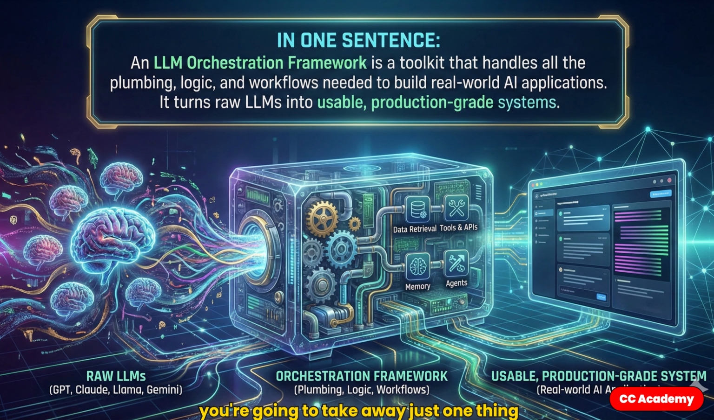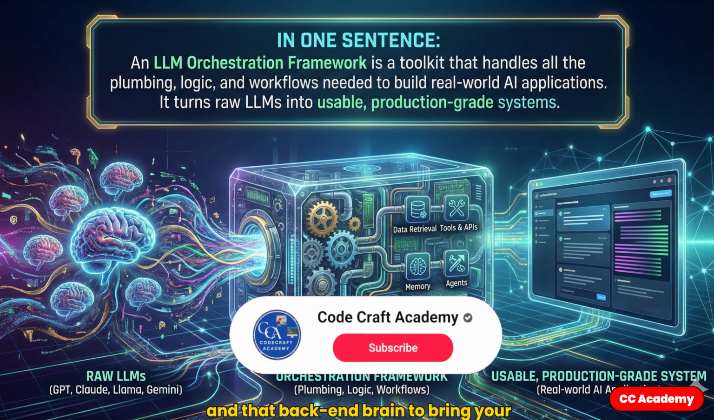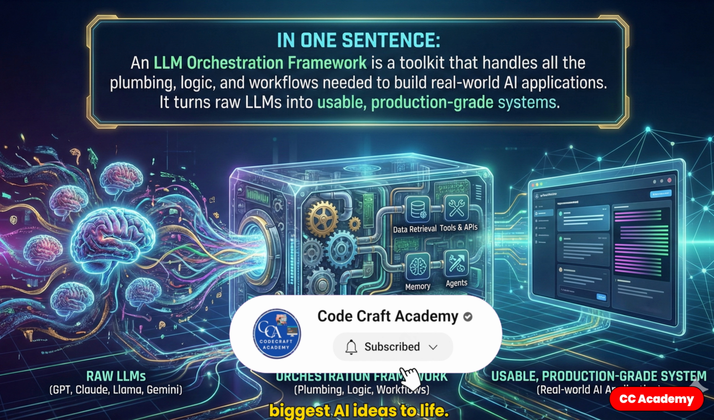So if you're going to take away just one thing from all this, let it be this. An orchestration framework is the essential toolkit. It's what handles all the plumbing, all the logic, and all the workflows you need to build AI applications that actually work in the real world. This is the technology that turns what if into what's next. It gives you the structure, the tools, and that back-end brain to bring your biggest AI ideas to life.